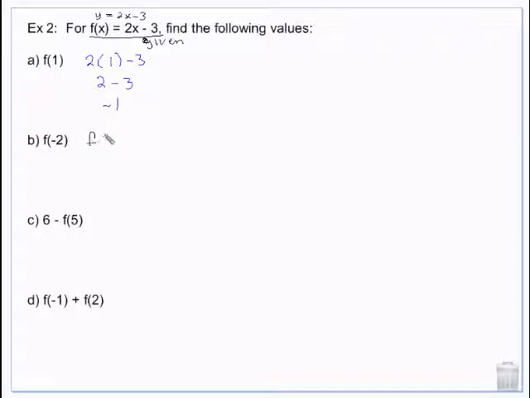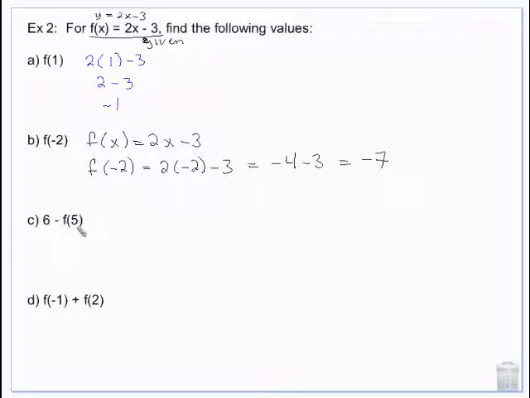So, wait, does that mean they're all functions? Yeah, they're all functions. So f of x was 2x minus 3, right? So for f of negative 2, I take x out and I put negative 2 in. So that becomes 2 times negative 2 minus 3. Does that help? So this becomes then negative 4 minus 3, so it's negative 7.